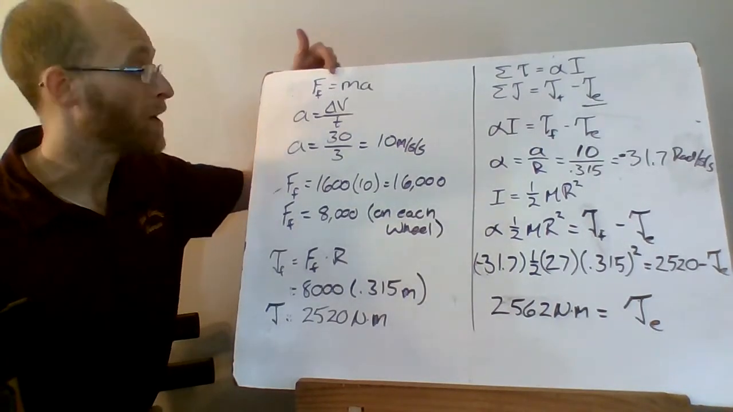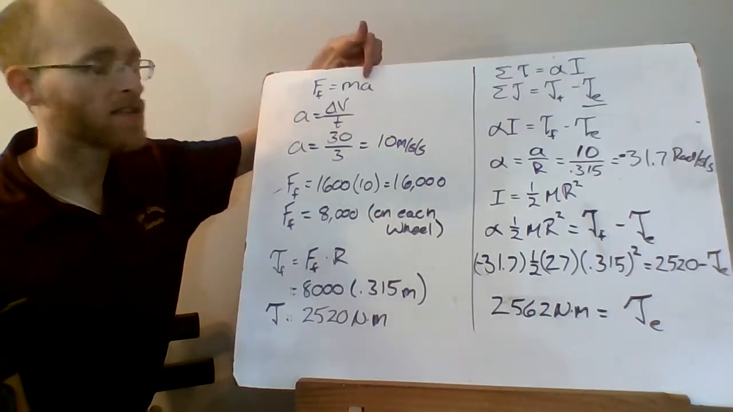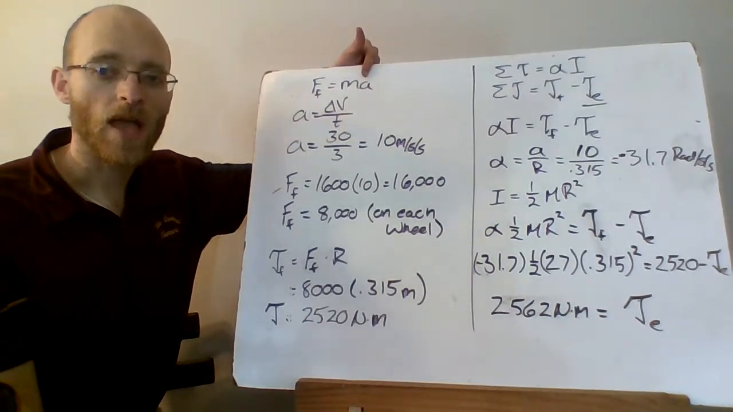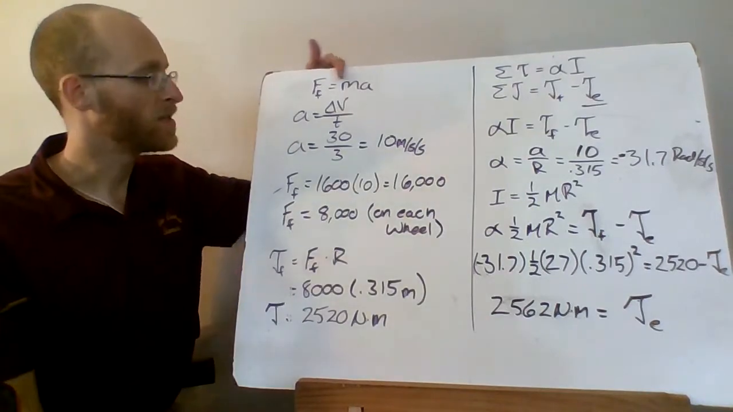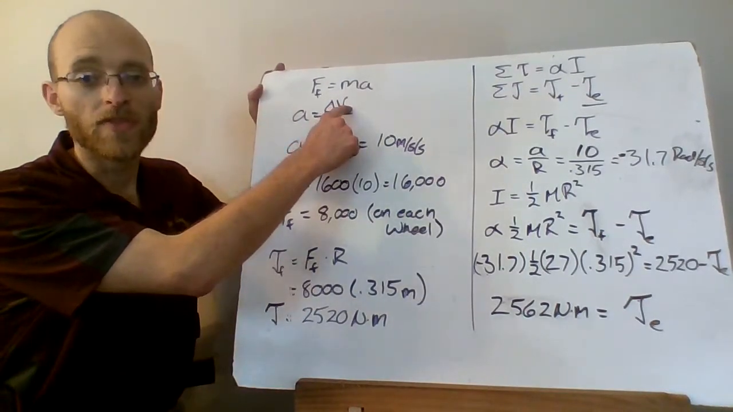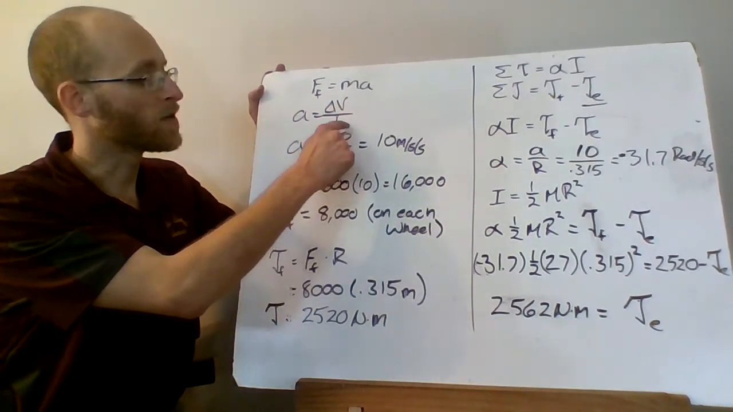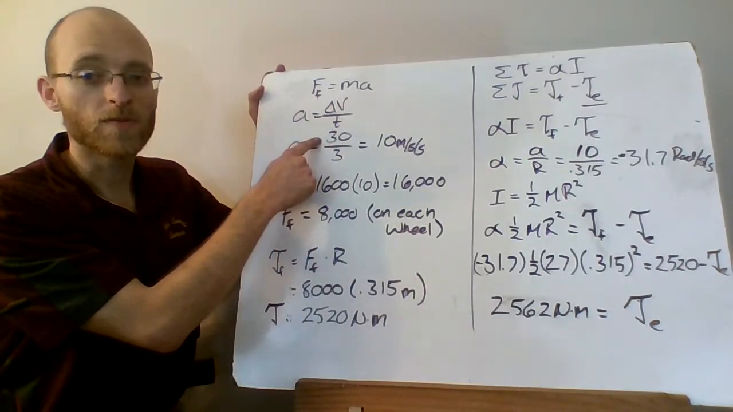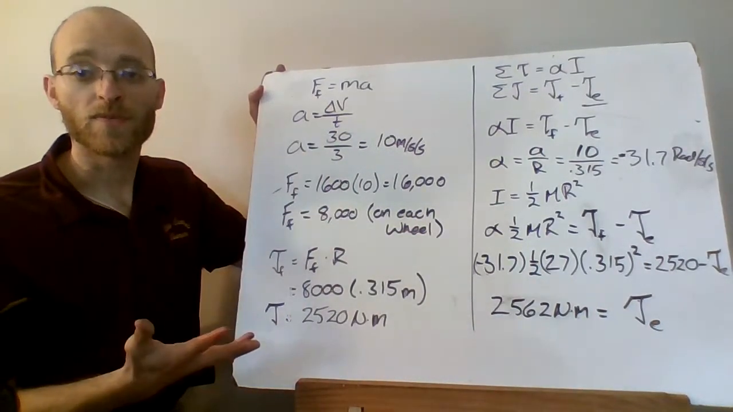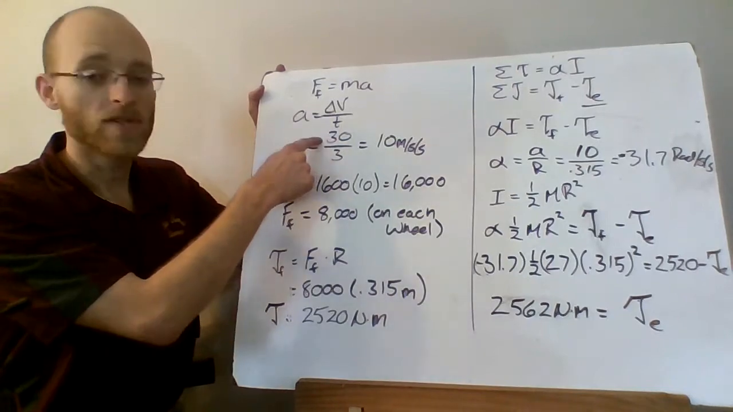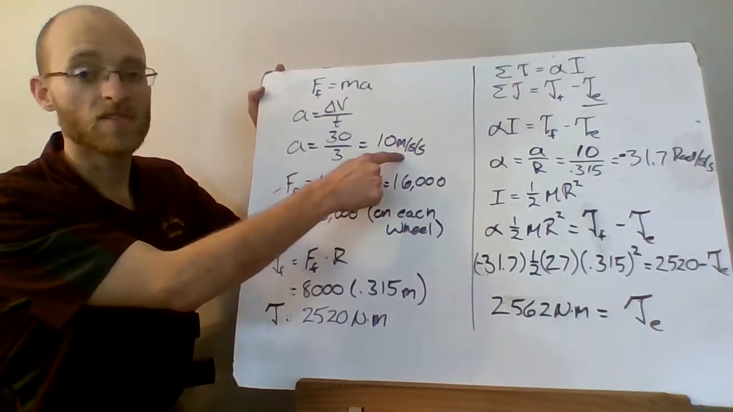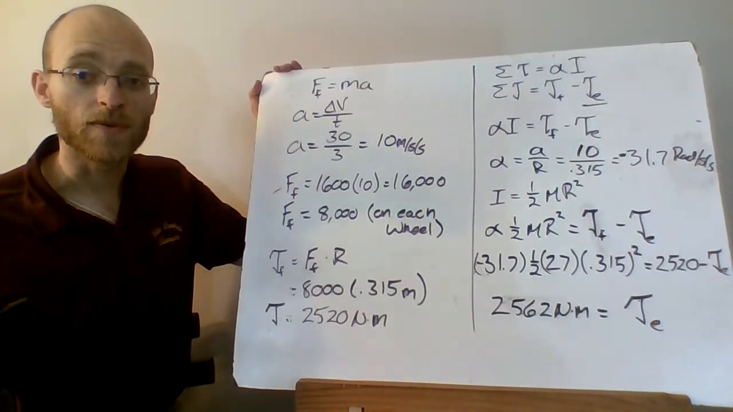Force friction equals ma. I need the acceleration. Now I have the information I need to get the acceleration. It's going to be delta v over t. So we'll plug those in. 30 meters per second. Now I started at 0 and from 0 to 30, so my delta v was 30. Over 3 seconds, that gives me an acceleration of 10 meters per second per second.